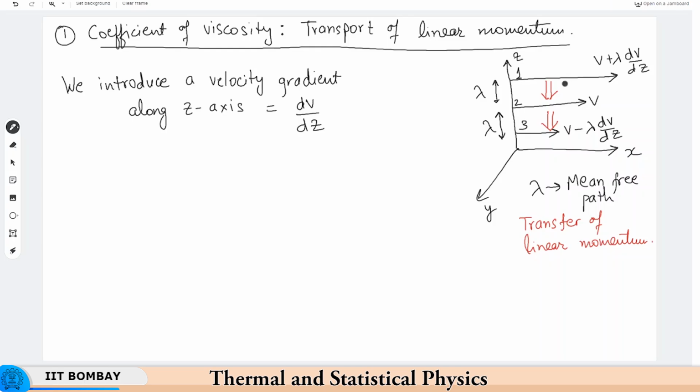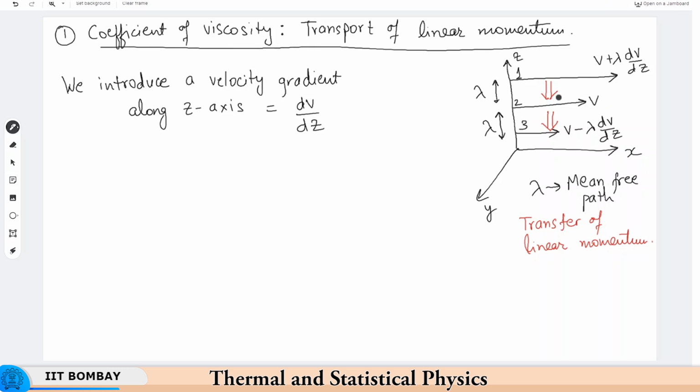And as a result, like I said, these molecules will collide with slower molecules, and they will impart some momentum to these molecules. Similarly, molecules moving in plane 2 will impart momentum to molecules moving in plane 3, and therefore there will be some sort of resistance which will naturally come into this system, and that resistance is known as viscosity. Okay, so let me define it a little bit better.